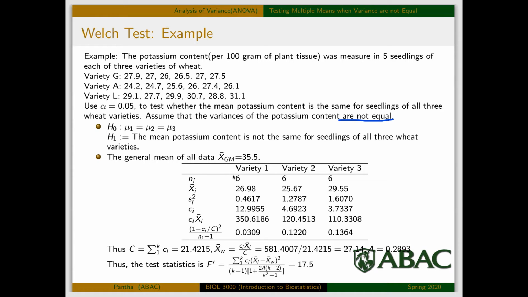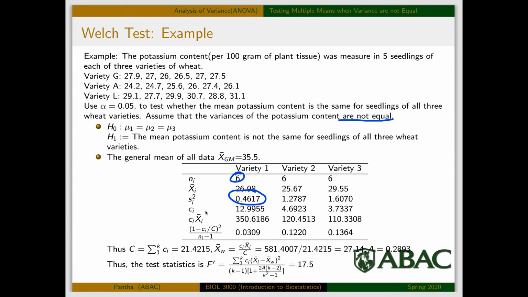The general mean of all data, x bar GM, is 35.5. So we have sample size, sample mean, sample variance, and Ci, and we use that formula for Ci. If you remember, Ci is Ni over Si squared, right? So Ni divided by the Si squared, this divided by that, this divided by that. So basically, let me circle that.